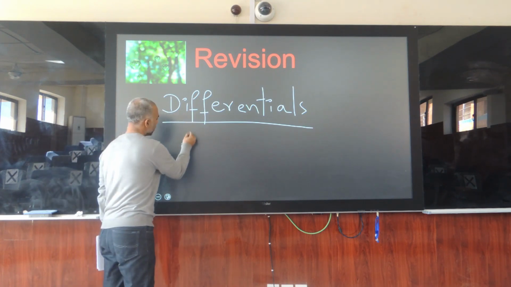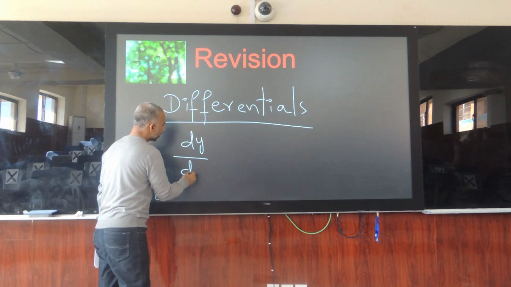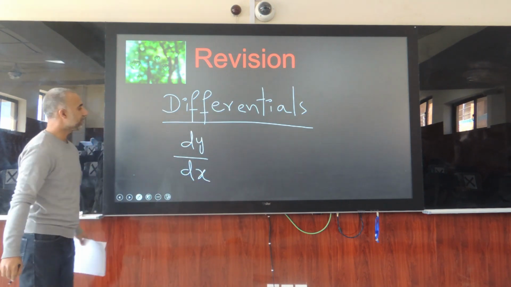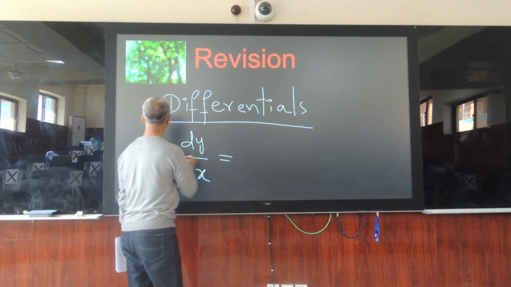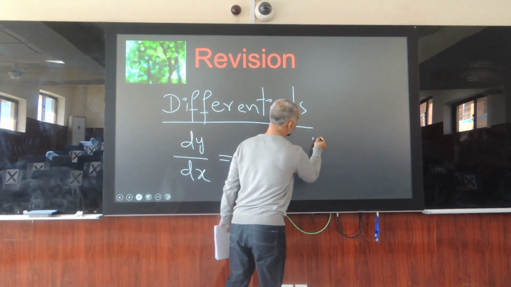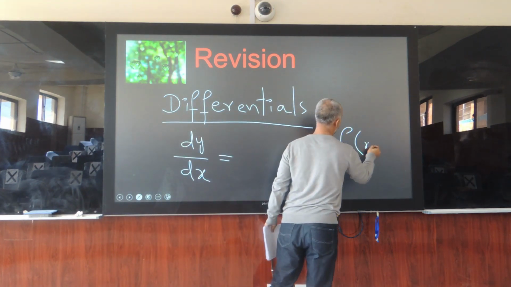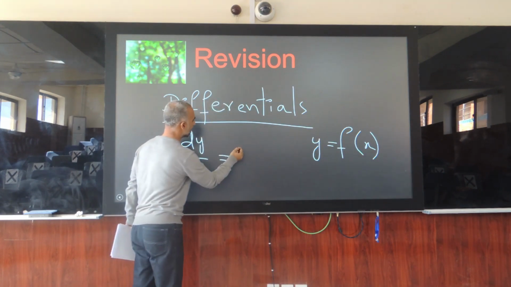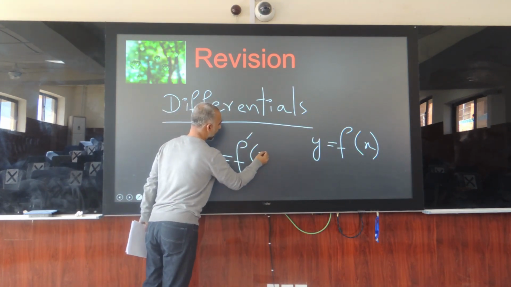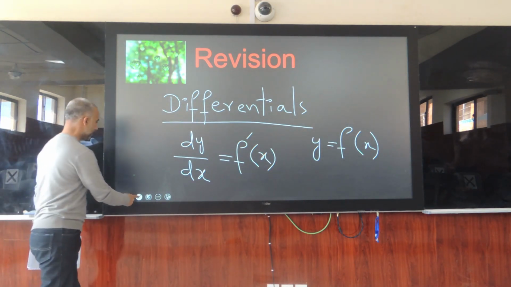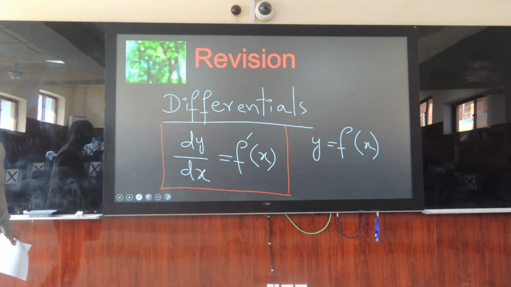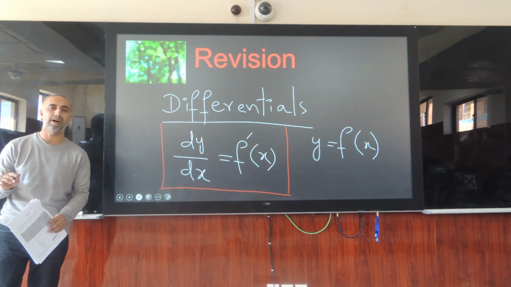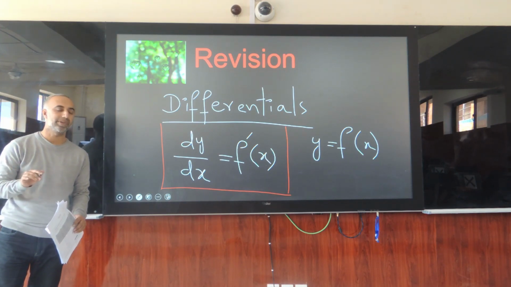So in mathematical notation, we represent the derivative of y with respect to x in this form. Of course, as we know that y is a function of x, this can be expressed as f prime. And this differential can further help us understand the concept of antiderivative or integral.